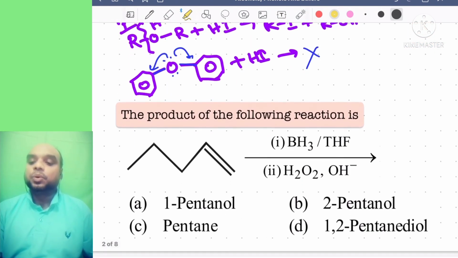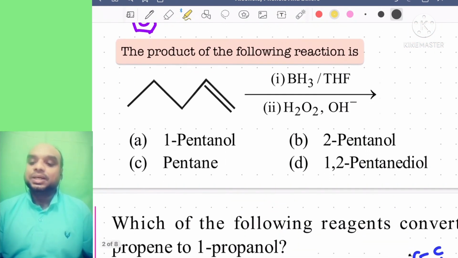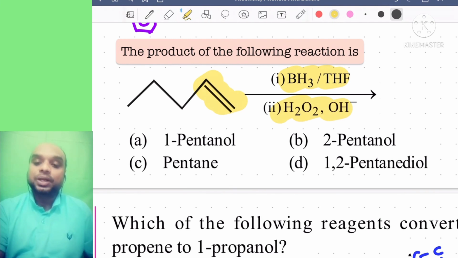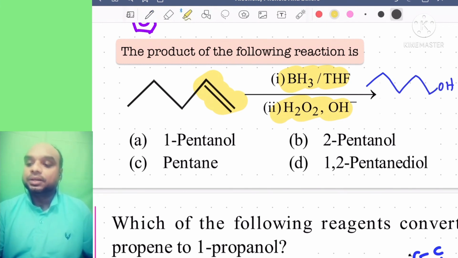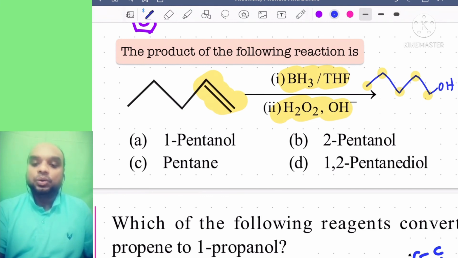Next, the product of the following reaction is what? Here, as we discussed at the start, an alkene is given with BH3 and hydrogen peroxide, which means anti-Markovnikov addition of water. The product will be the anti-Markovnikov alcohol. Counting 1, 2, 3, 4, 5, this is pent-1-ol. So the answer is this one.